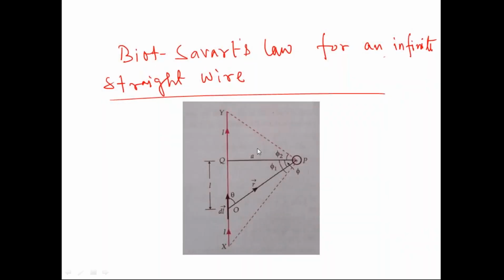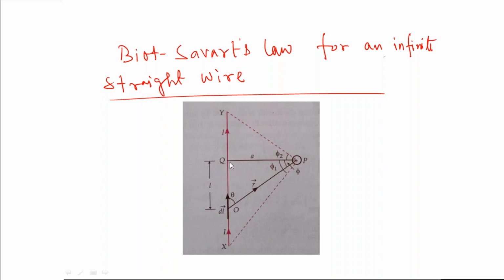So as you can see, I have taken here a finite wire, though this Biot-Savart law is well applied for an infinite wire too. So suppose this is a finite wire for the time being. Then I'll tell you what will happen if the wire is infinite. For the time being, you consider XY a straight wire, and this is a finite wire.